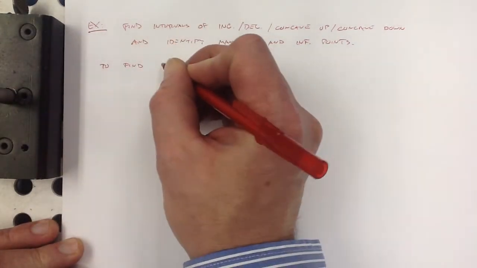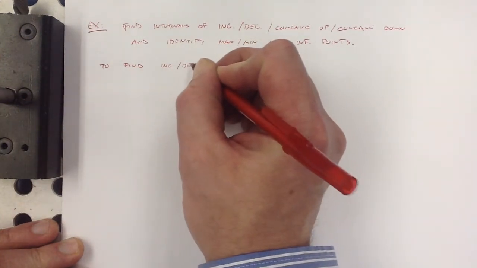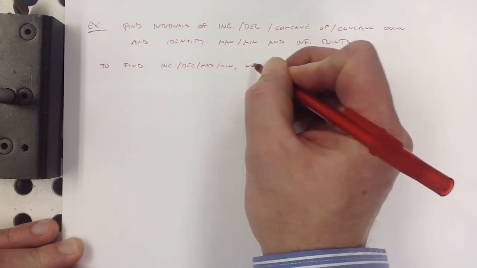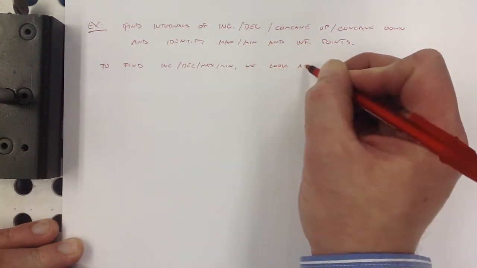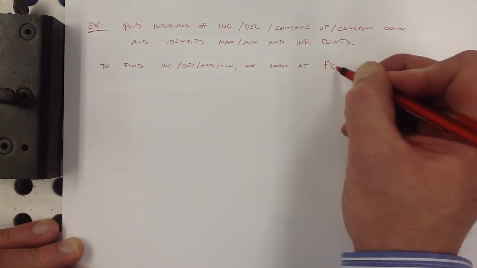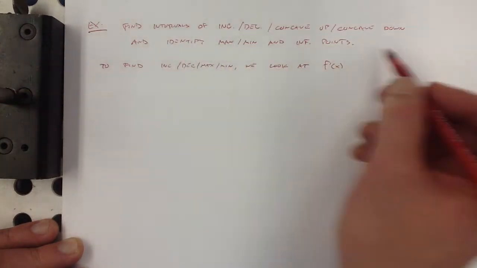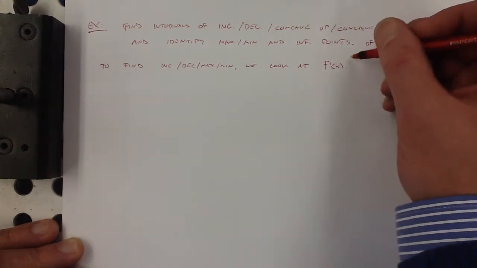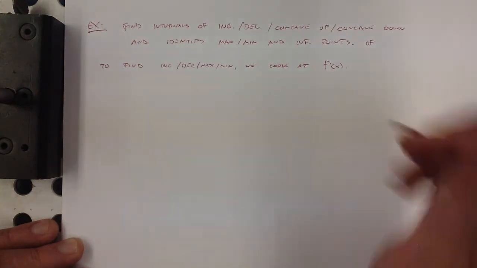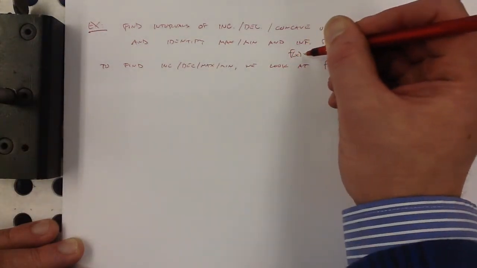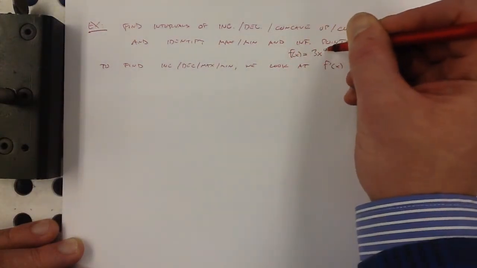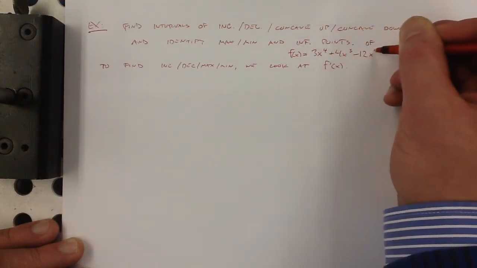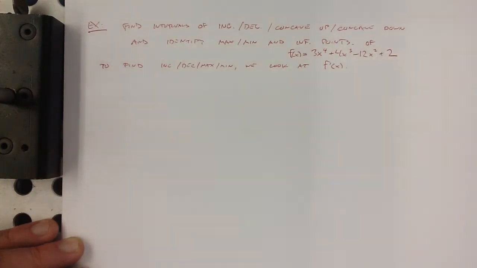Now to find increasing, decreasing, and maximums and minimums, we look at the first derivative. Oh, sorry, I forgot to tell you for what function. Inflection points of, kind of need a function, don't we? Of, let's do f of x is equal to 3x to the fourth plus 4x cubed minus 12x squared plus 2.